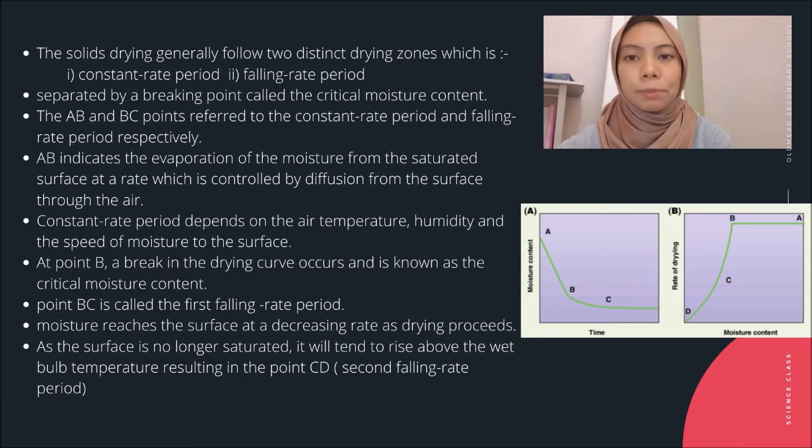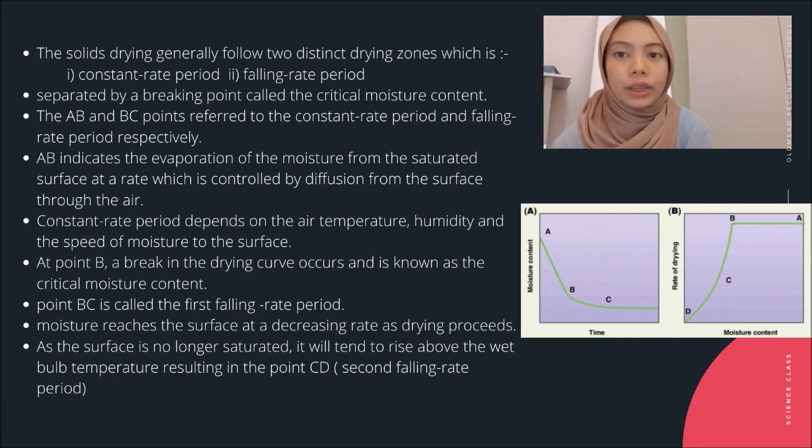The constant rate period also depends on the air temperature, humidity, and the speed of moisture to the surface. At point B, a break in the drying curve occurs and is known as the critical moisture content. Point BC is called the first falling rate period, as I have mentioned previously. As drying proceeds at point BC, moisture reaches the surface at a decreasing rate. Other than that, the mechanism that controls its transfer also will influence the rate of drying.